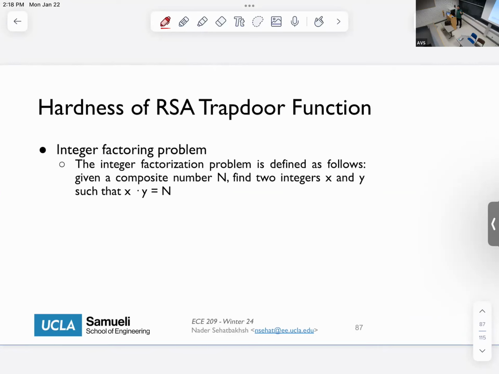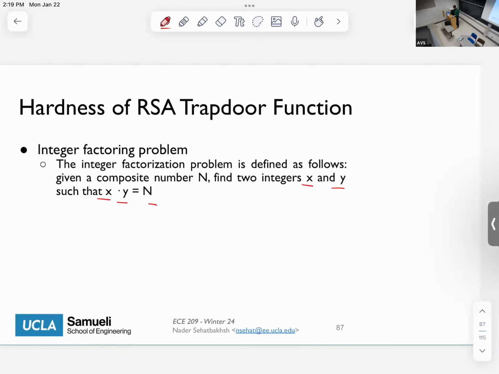And then again, the hardness of the RSA trapdoor function is based on the integer factoring problem. More formally, the integer factorization problem says that if you're given a composite number n that is a product of at least 2 prime factors, it's hard to find x and y such that x times y is equal to n. Okay, there is no known efficient algorithm that can find x and y in some bounded time.